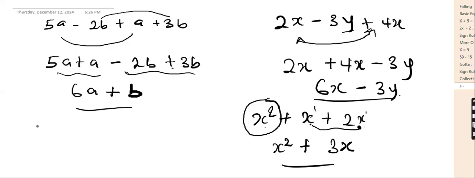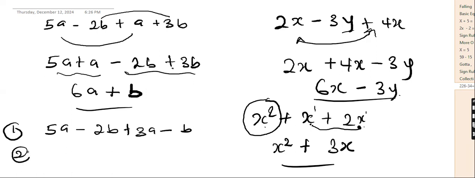So I will want you to put this in the comment section. Collect the like terms of 5a minus 2b plus 3a minus b. I want you to collect the similar data. Then for the second one, resolve this also. 2x squared minus 2x plus x squared. So resolve this as well and put it in the comment section.